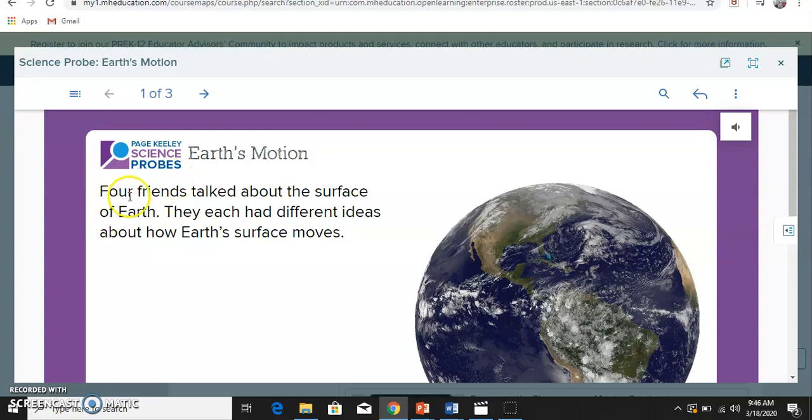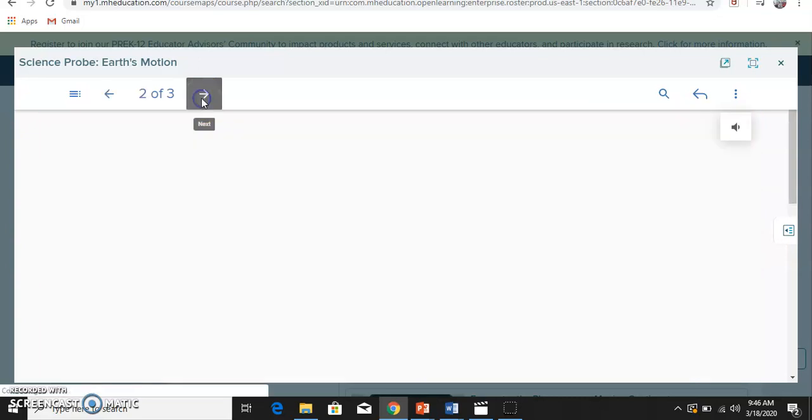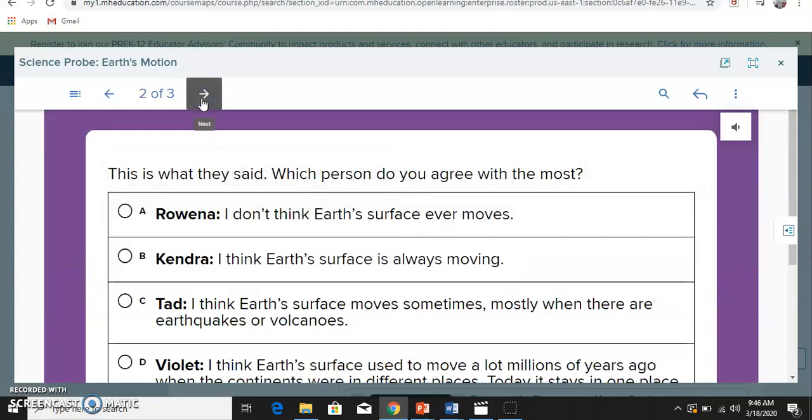So here it says, four friends talked about the surface of Earth. They each had different ideas about how Earth's surface moved. Now let's see their different ideas. Remember, when you open your book, you read through each of these ideas. You have to read it by yourself. Try to understand it. Rowena, Kendra, Tad, Violet. Rowena is saying, I don't think Earth's surface ever moves. Kendra is saying, I think Earth's surface is always moving, and the rest of them.